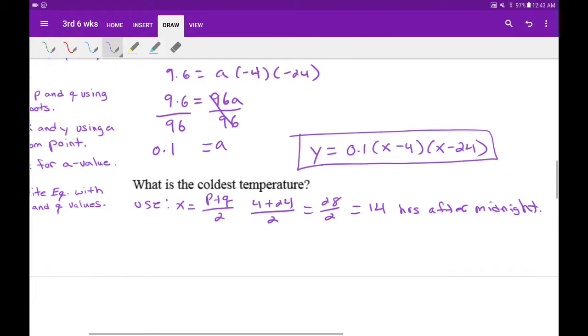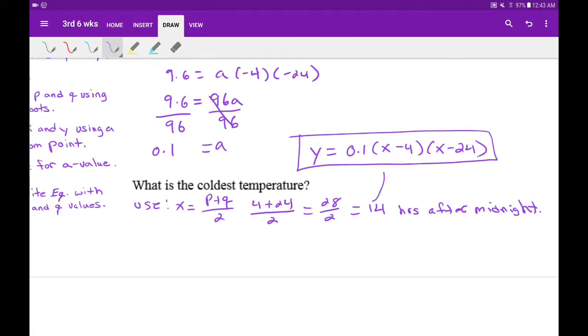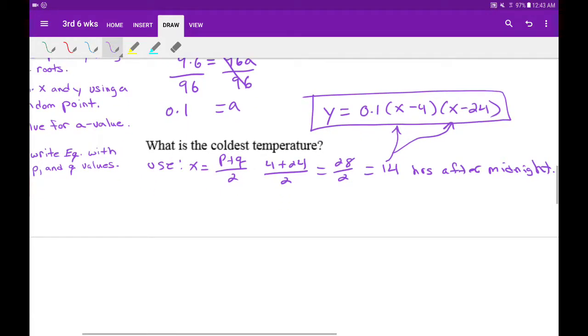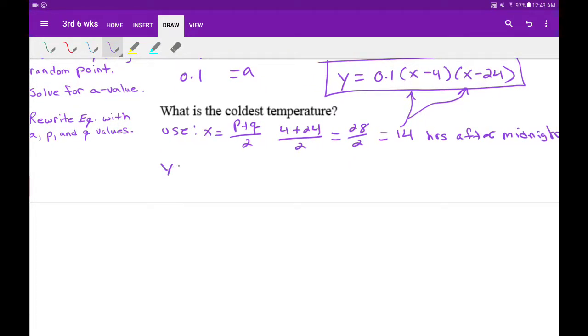With this 14, we're going to use the equation we just found. We're going to put 14 into those x values, and then figure out the y value, which is the temperature. 14 is the x value where the parabola is at its minimum, basically the x value of that vertex. So using our equation, y equals 0.1 times (14 minus 4) times (14 minus 24). Put all that into the calculator, and we get negative 10 degrees Celsius as the minimum temperature.